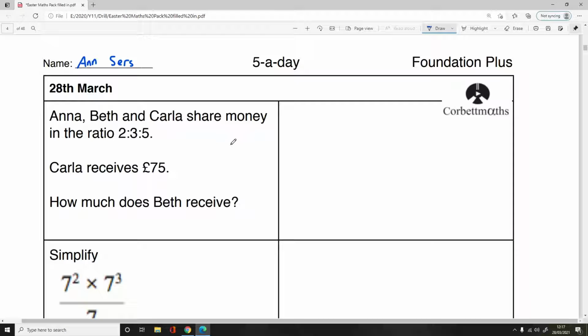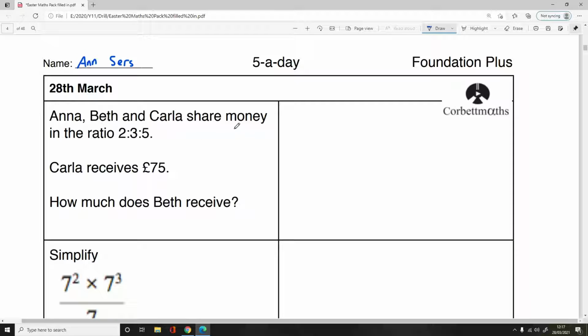Alright folks, going to have a look at the answers to the 28th of March, again going through Foundation Plus up to Higher Plus. These are first aimed at grade 5 and 6, and then Higher's at grade 7, and Higher Plus is at grade 8 and 9, so look at the ones that are relevant to you. Start off with a ratio question.